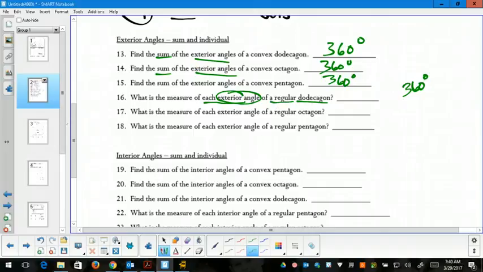Divide. Since it's regular, every one of those angles is congruent. So I can split the 360 degrees 12 ways equally to get this answer. We'll do that in a second.